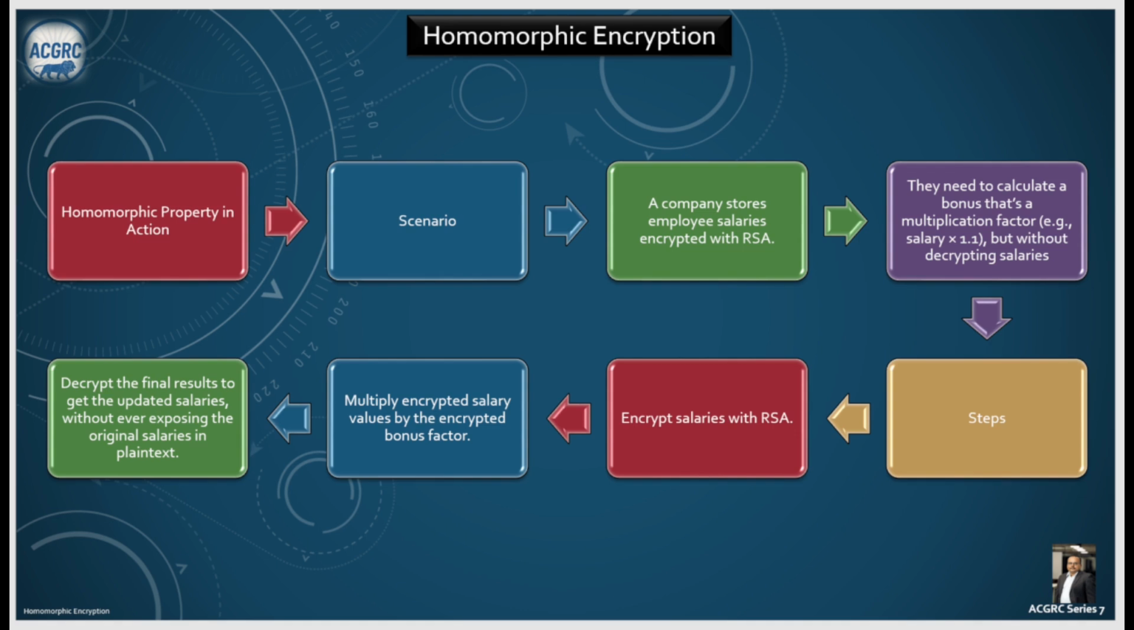What's done? They decrypt the final results to get the updated salaries without ever exposing the original salaries in plain text. So no one would know what their original salary was, no one would know what the bonus factor was, but they would get a final number. The rest of the numbers are invisible, or can't be known by anyone other than those who initially built it.